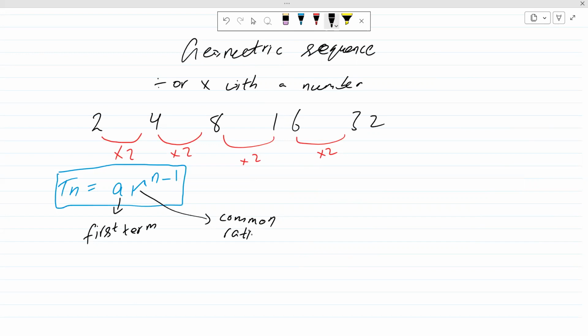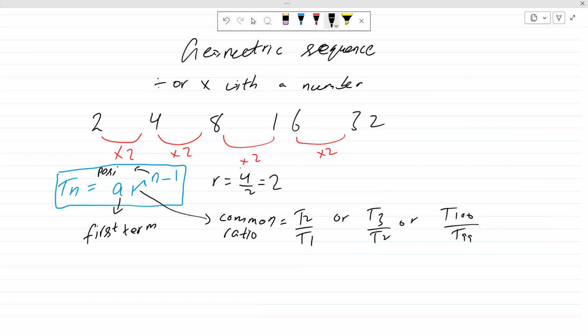We have ratio. So that is any consecutive term ratio like T2, second term over first term, or third term over second term, or like 100th term over 99th term. So what is R here? R is equal to 4 over 2, which is 2, which you also see here. N is obviously just the position of the term.